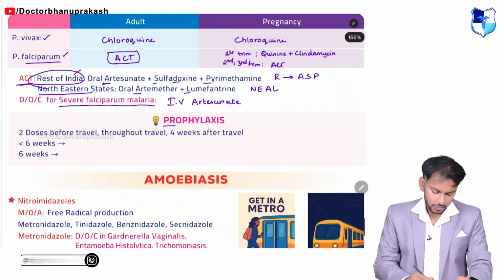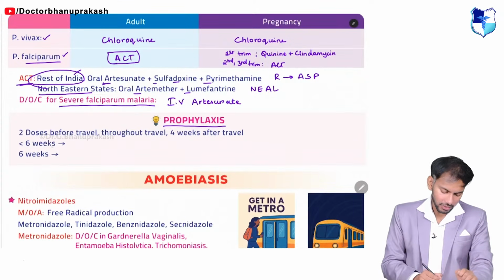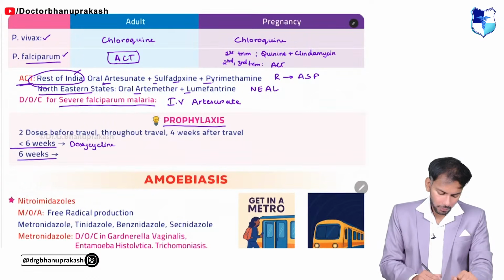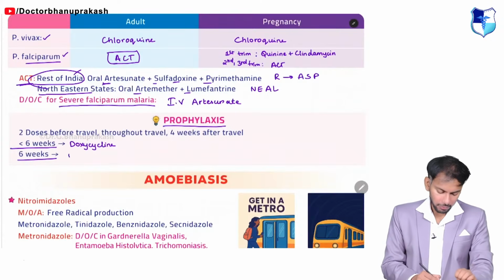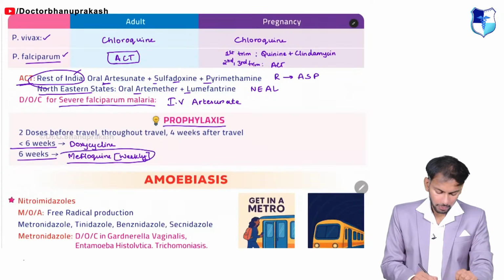So, for prophylaxis, what should you do? If the person is traveling for less than 6 weeks, you should give doxycycline. If the person is traveling for more than 6 weeks or 6 weeks, you should give mefloquine. Why? Doxycycline has to be given daily, mefloquine can be given weekly. That is the reason why for long-term travel we use mefloquine.